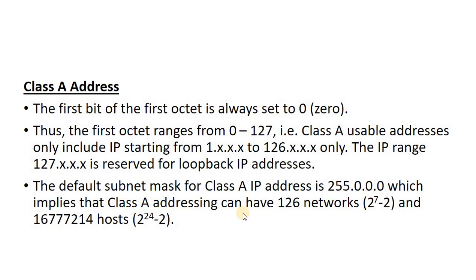Which implies that Class A addressing can have 126 networks, which is 2 raised to 7 minus 2. We use 7 bits because 1 is fixed, and the combination of 7 bits in binary gives 2 raised to 7, minus 2 because we have 2 IP addresses we don't use, all zeros and all ones. So this is 126 networks. From 128, we use only 126 networks.